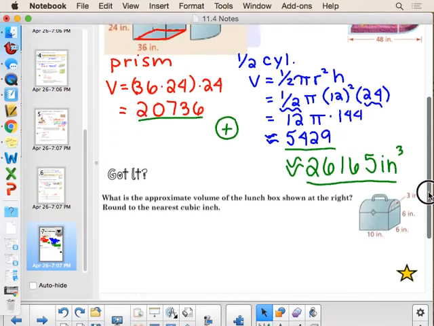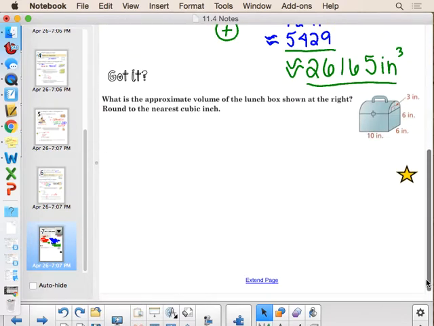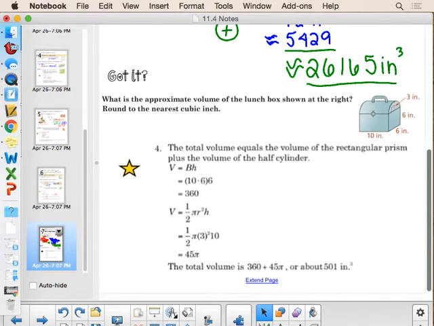Here is your final got it. You are dealing with a lunchbox and finding the approximate volume of the lunchbox. That can kind of be helpful to figure out how much food you could fit in your lunchbox. Solution is now provided on the board. Your total volume is 360 plus 45 pi. This would be an exact answer, maintaining the precision that you need. And then if you need an approximate answer, you have 501 inches cubed.